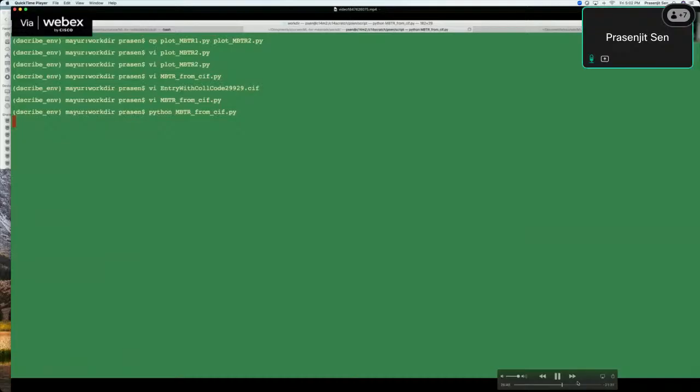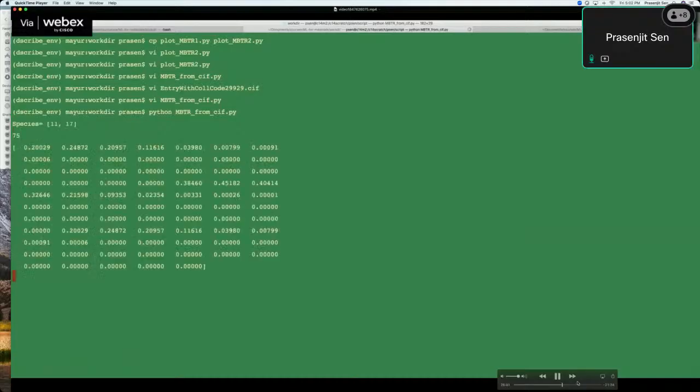That file, I hope it works. Yeah, so that's the MBTR. That's what we have calculated, and note that it says 75 grid points. Species are 11 and 17, sodium and chlorine, and there are 75 grid points. Why is it 75? Because we specified 25. Note that there are sodium and chlorine, so there are sodium-sodium pairs, chlorine-chlorine pairs, and sodium-chlorine pairs. Three different pairs of atoms. 3 times 25 is 75.